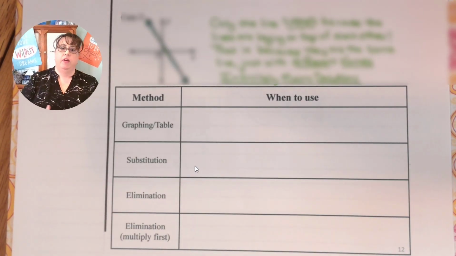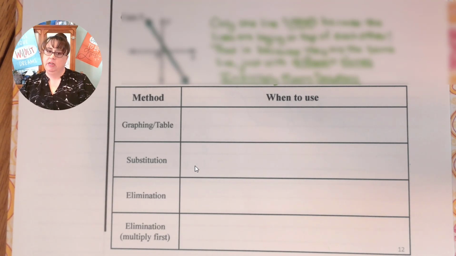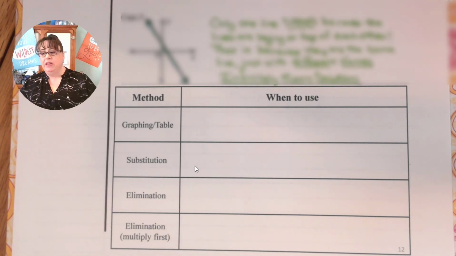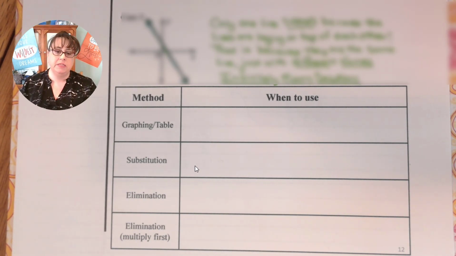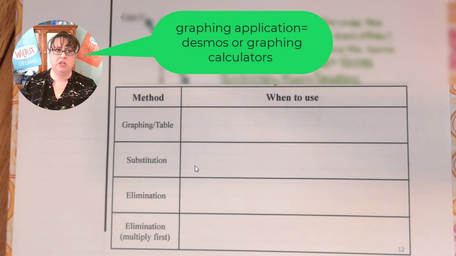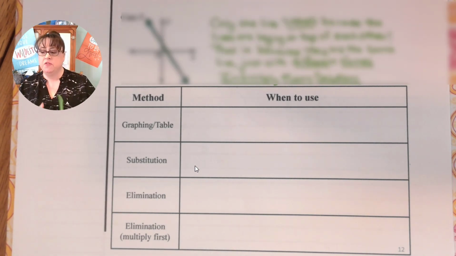And then we have the different methods: graphing, substitution, elimination, and then elimination where you have to multiply first. And they each have better times to use them than others. Graphing or a table is best for estimating solutions. It's definitely not the one you want to use unless you have a graphing application, and then it's pretty okay, but even then, it's really best for estimation.